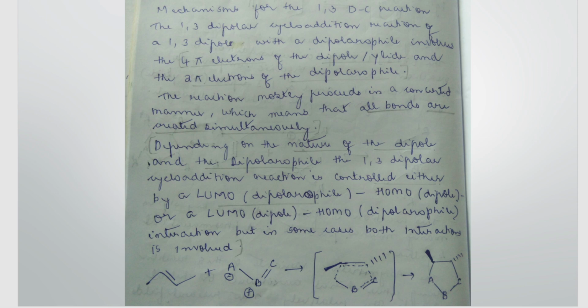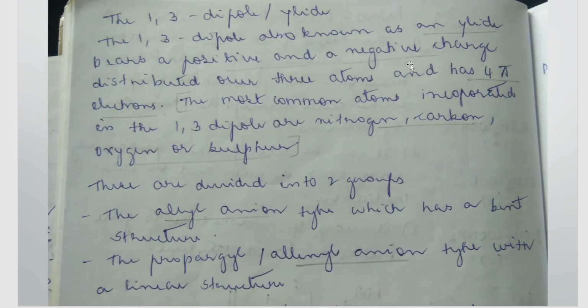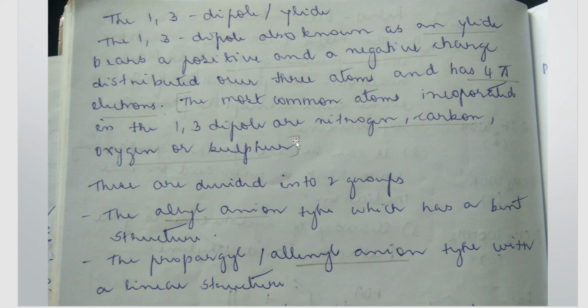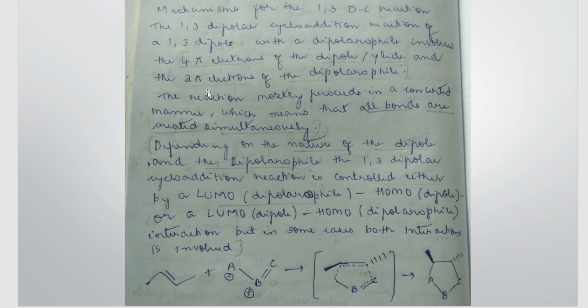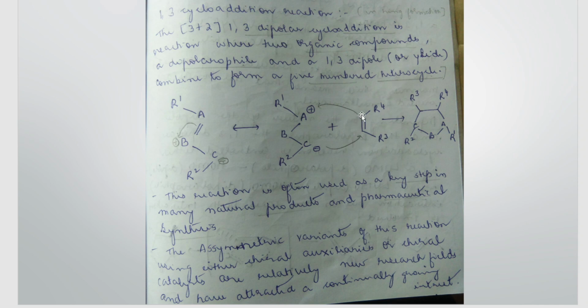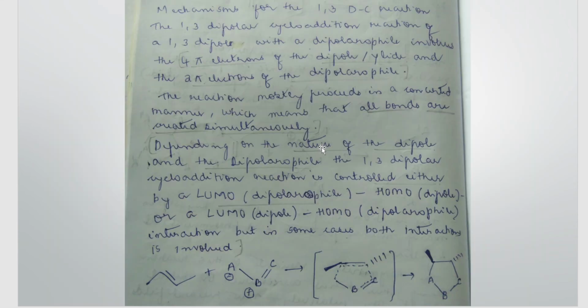So the mechanism of this reaction is mostly a theoretical explanation. That is how this reaction proceeds. 1,3 dipolar cycloaddition reaction involves the 4 pi electrons of the dipole or the ylide, this one. It involves the 4 pi electrons of the dipole, and it involves the 2 pi electrons of the dipolarophile. This is the dipolarophile. The 2 pi electrons of this and the 4 pi electrons of this are involved in this reaction mechanism, and this reaction proceeds in a concerted manner.